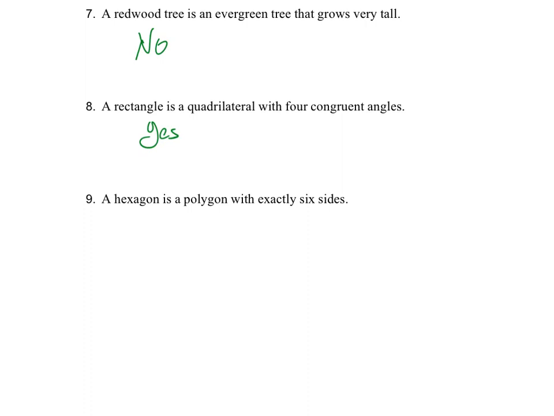Okay, and the last one, a hexagon is a polygon with exactly 6 sides. Well, this is also a good definition. As you can see, we can reverse this, right? A polygon with exactly 6 sides is a hexagon. So this one is also true. And that's it for biconditionals. May the force be with you.